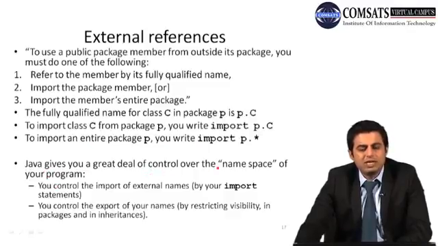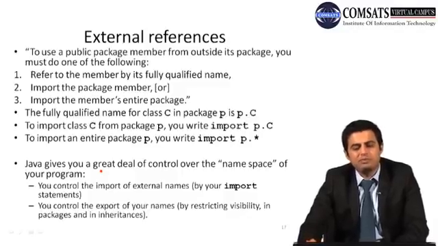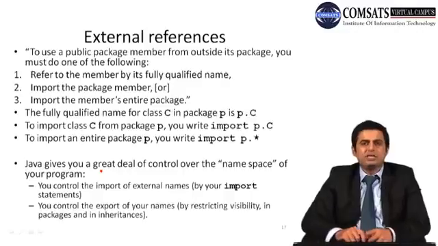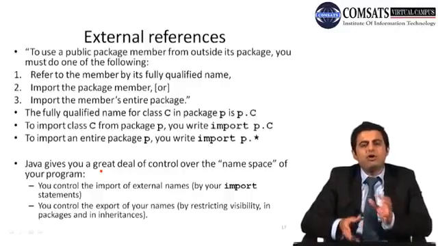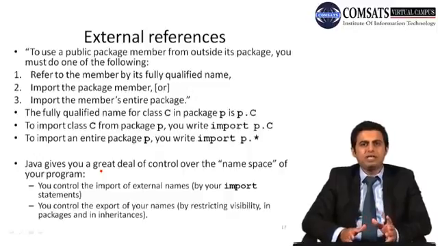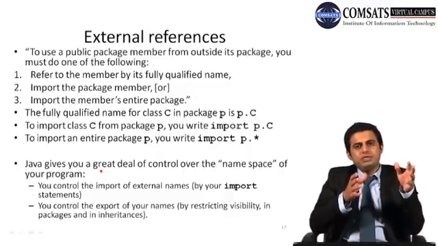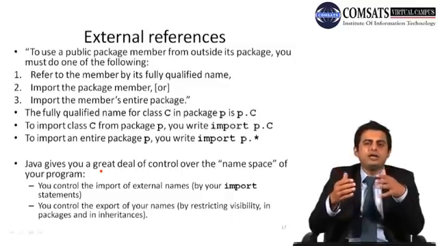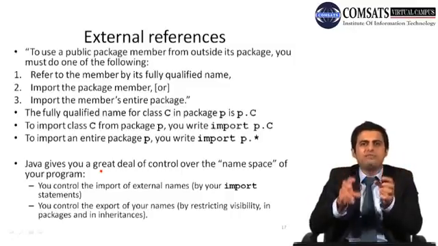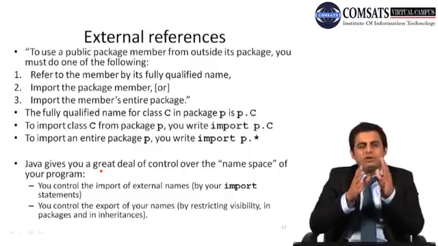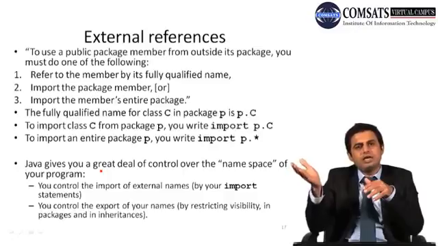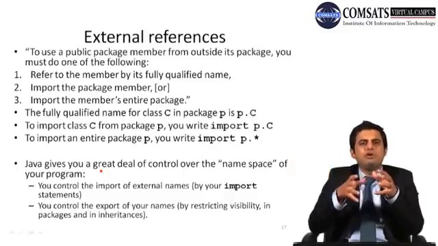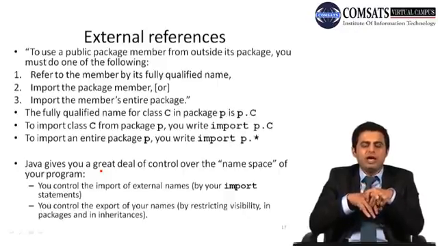Java gives you a great deal of control over the namespace of your program. For example, you control the import of external names by your import statements, and you control the export of your names as well by restricting the visibility in packages and inheritance. So this is an organized way of writing the code in Java, that if you look at the import of the classes or the methods of the classes, then the packages give you control over that. And if you look at the export, and if you are going to give the access of a method, a variable or class to another class in any other package or outside world, then you have got access modifiers to have that control.